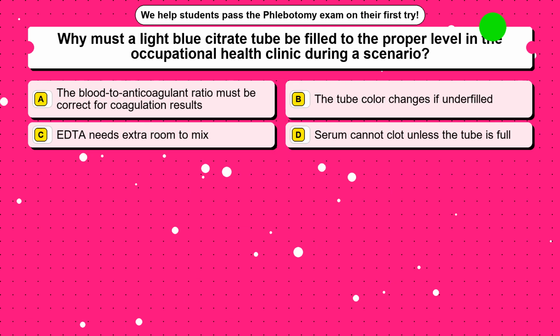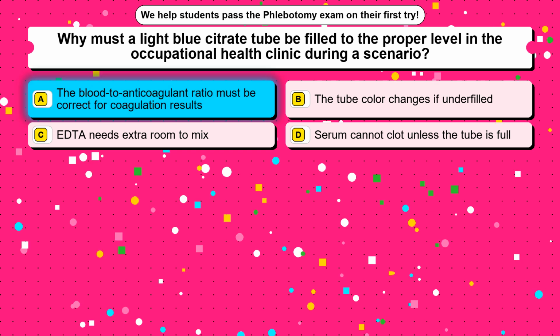Question 53. Why must a light blue citrate tube be filled to the proper level in the occupational health clinic during a scenario? Option A. The blood to anticoagulant ratio must be correct for coagulation results. Option B. The tube color changes if underfilled. Option C, EDTA needs extra room to mix. Option D, serum cannot clot unless the tube is full. The correct answer is option A. The blood to anticoagulant ratio must be correct for coagulation results.